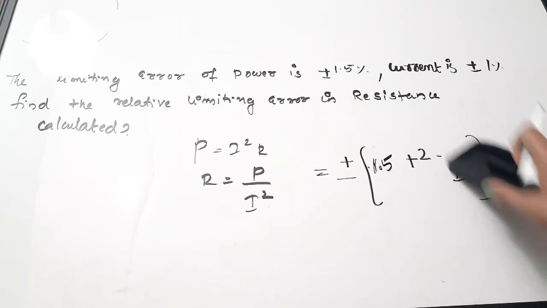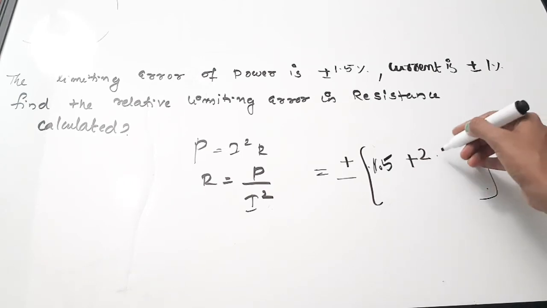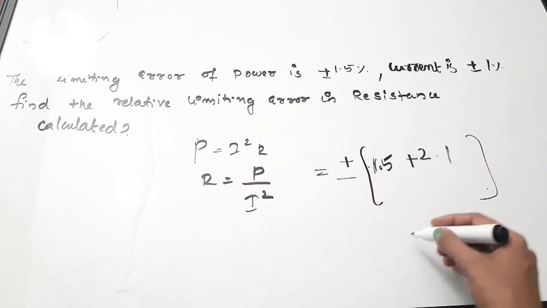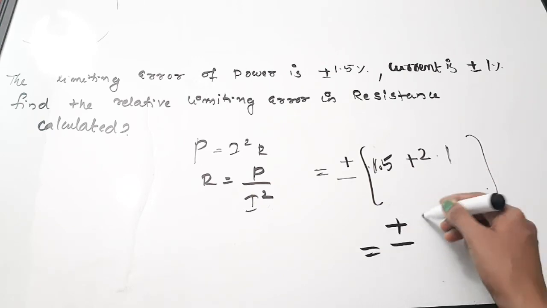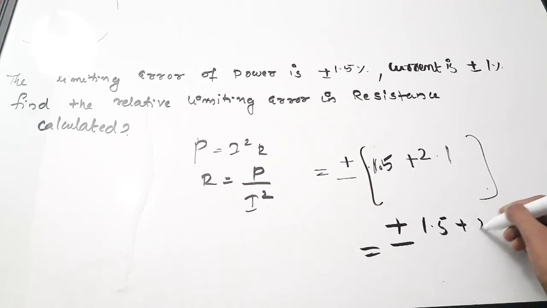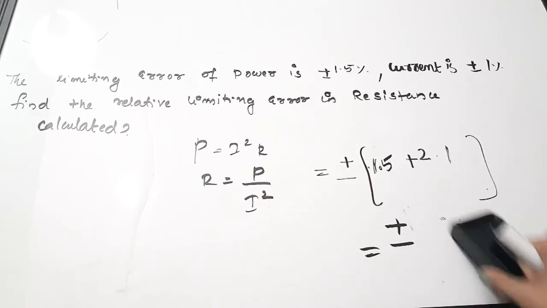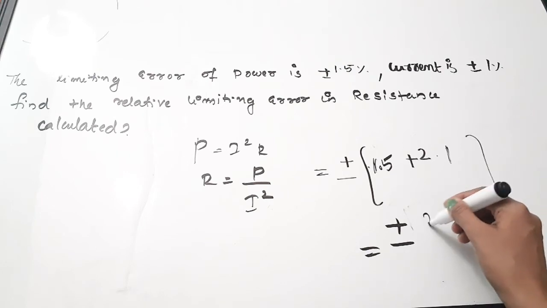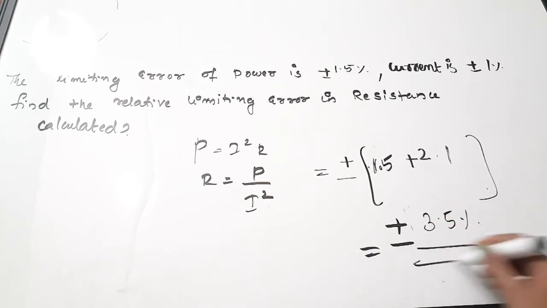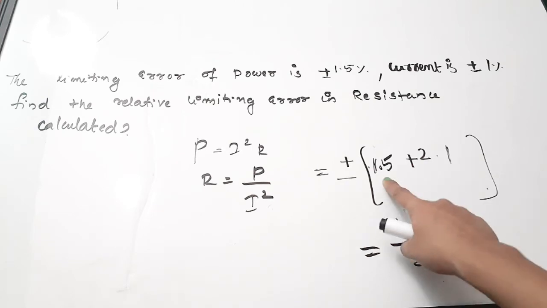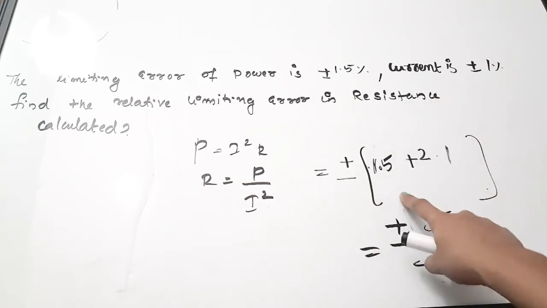Then delta I by I is given, which is 1. So you will be getting plus or minus 1.5 plus 2, that is plus or minus 3.5%. Since these two values are given in percentage directly, you can directly apply them into this equation. That is, delta P by P is given.